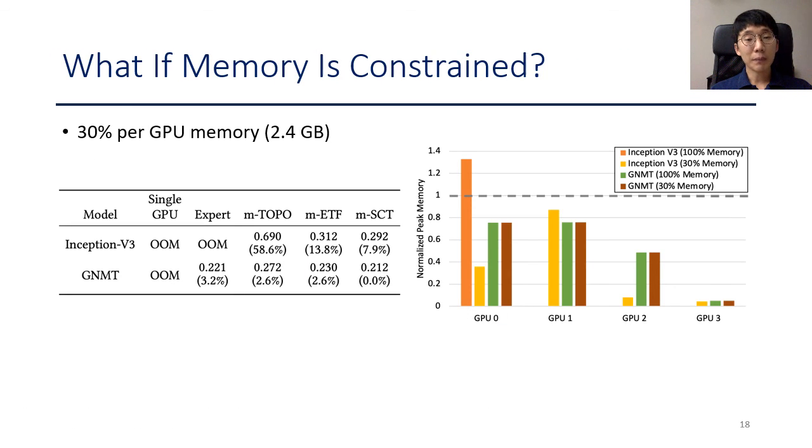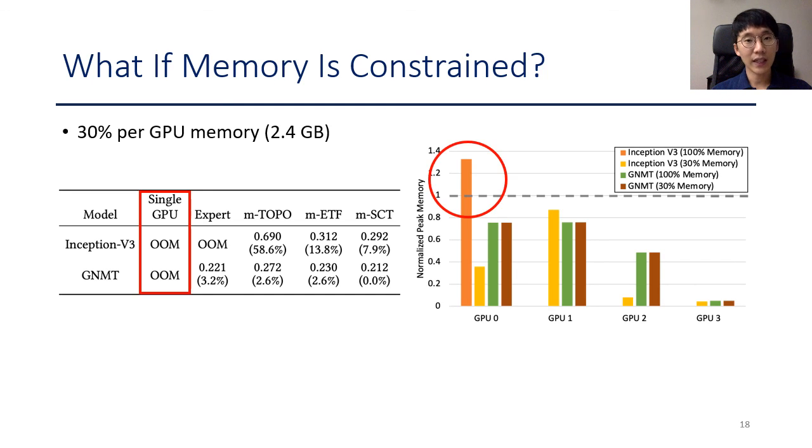The previous step times are when the memory is sufficient to train an entire model on a single GPU. What if the memory is constrained? To answer this, we limit each device memory to 30% of the total. The left table shows step times and slowdown compared to the sufficient memory cases. The right bar plot shows each GPU's peak memory for the placed models with 100% and 30% of memory, normalized to the 30% memory limit.